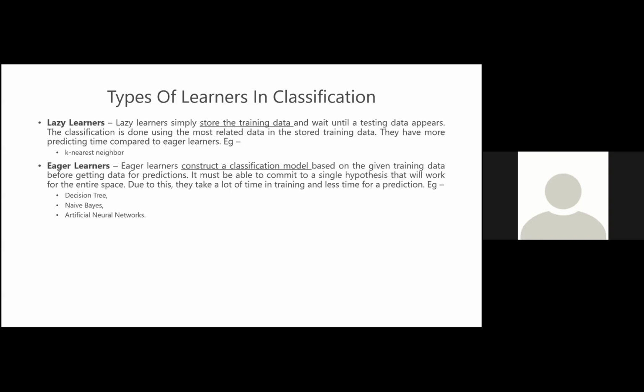Some examples in this category are decision trees, naive Bayes, and artificial neural networks. In my subsequent slides, I'll also introduce you to all these classification techniques so that you'll get more insights.